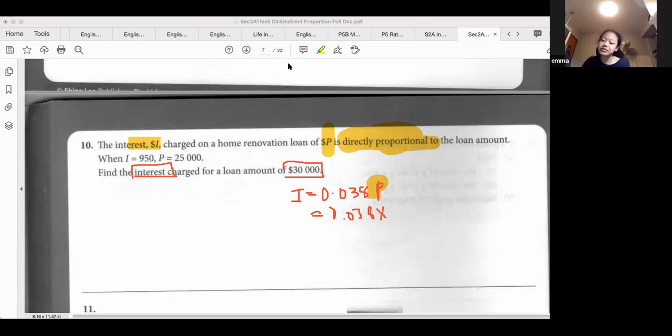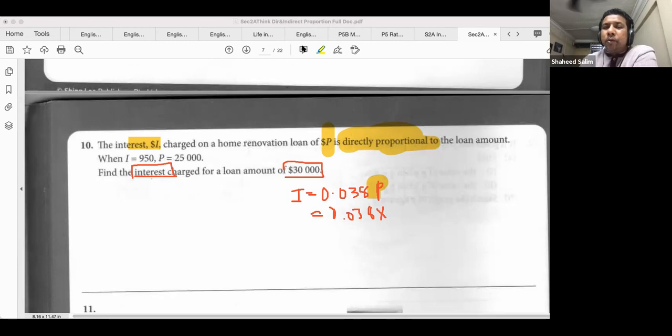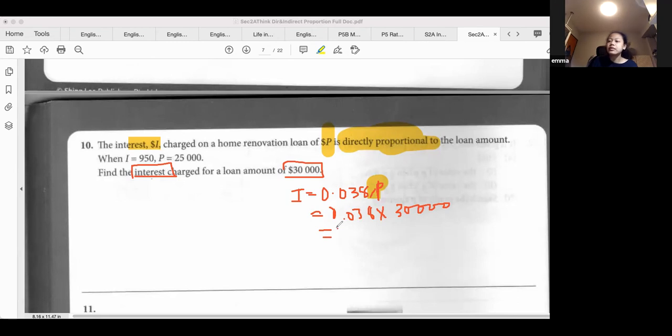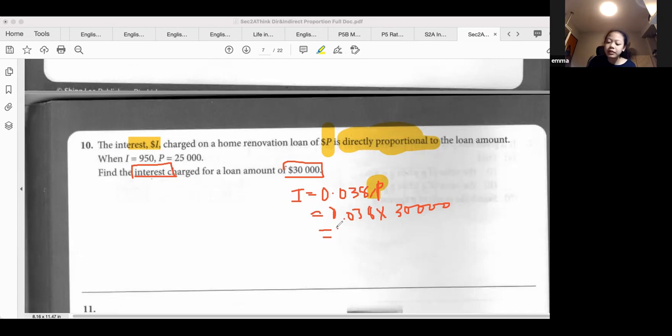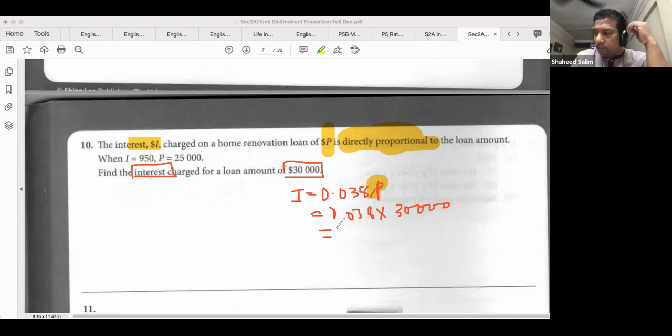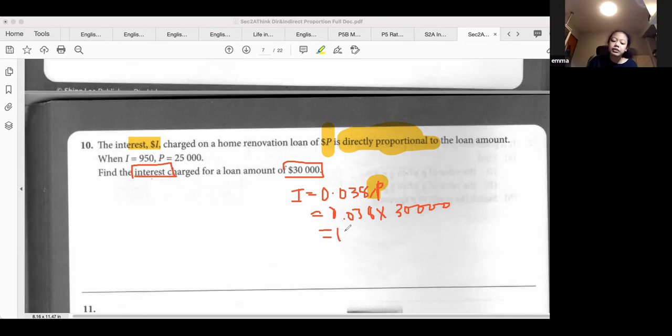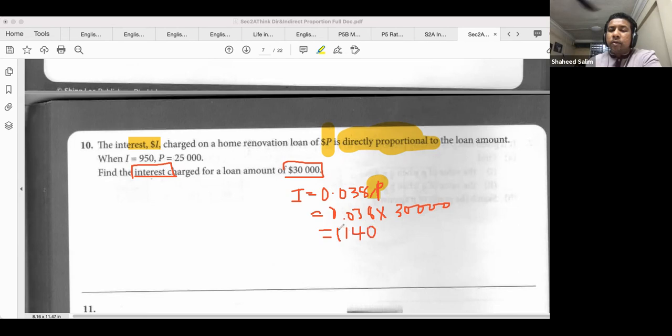Down here you want to find what? You want to find I, right? I equals this thing times P. P is here. So what do you get? 0.038 times 30,000. What do you get? 990? Oh, I get different. You check the mode of your calculator. 1140. Yes. Okay, so this is the interest. You get it.